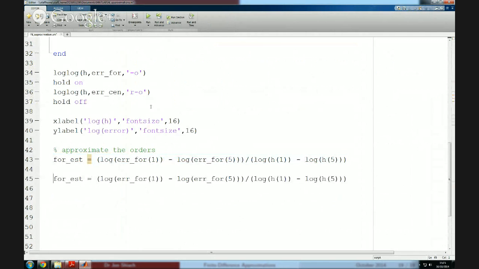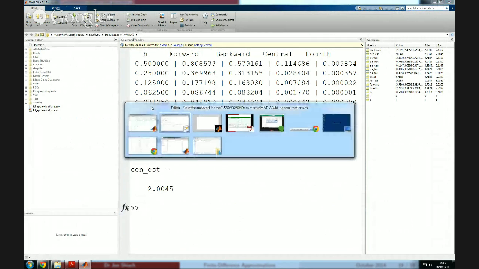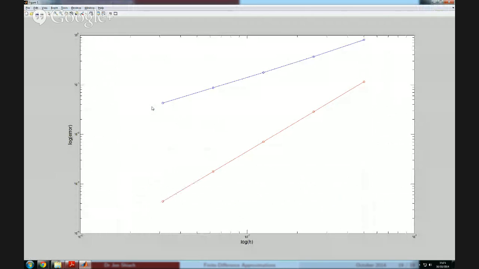So I'm just going to copy and paste that. Instead of error 4, I've got error central. From that, it should be 2, and it's 2.0045. Okay, so error analysis like this, with this log-log plot, allows us to estimate the order of the method you're using. If you know what the actual solution would be, you can compare it and plot it on a log-log scale. The slope of these lines should give you the order of the method.